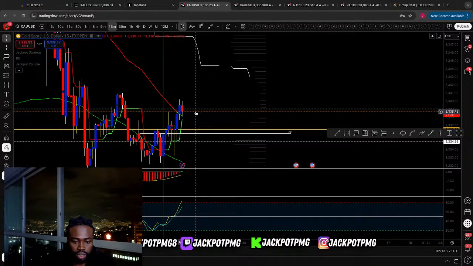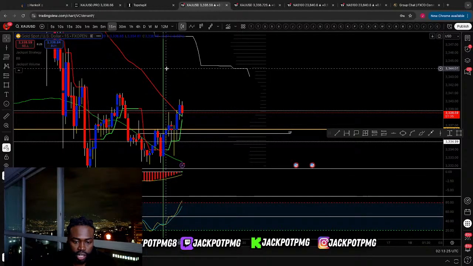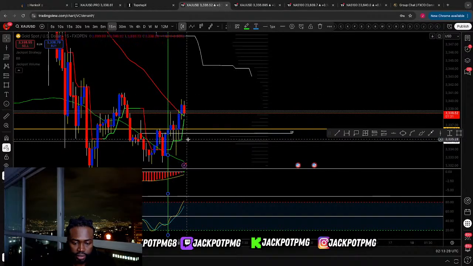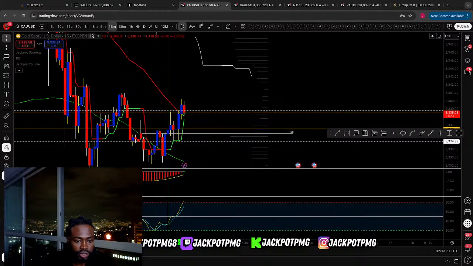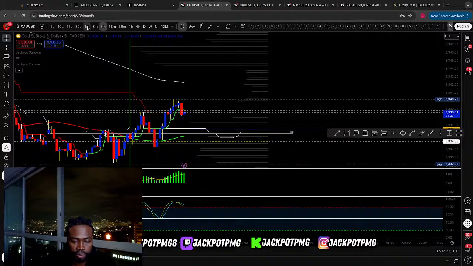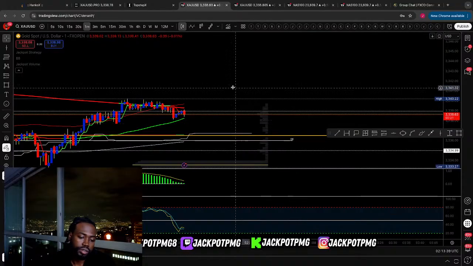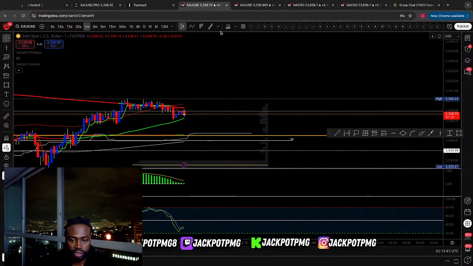All right, so we wait. The HalfTrend said buy right now. That's what the HalfTrend is saying. It's all green bullish. As long as this is all green bullish, it's going to keep pushing price up, just like that. All right, so now we wait to see what's going to happen with gold.